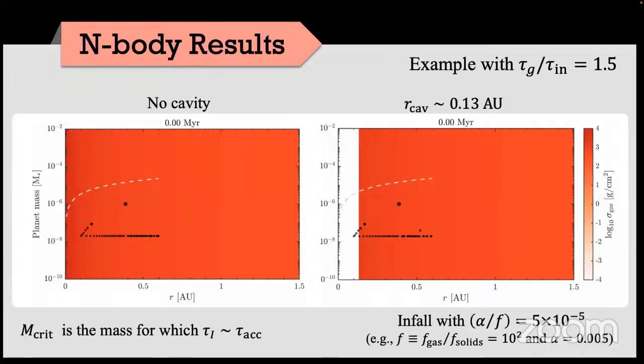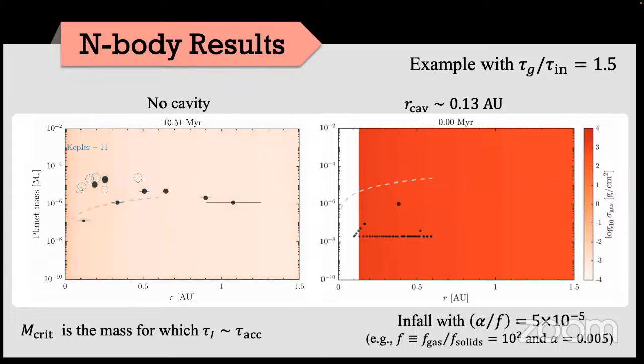So I'm going to show you some of the results. The first one on the left doesn't have any cavity. The dashed line there is the M_crit, the critical mass for which the timescale of accretion is comparable to the timescale of migration. So you can see that planets would start to accrete. They will reach that dashed line and eventually migrate inward and are going to be lost. But other planets accrete and form and replace those. So there's a few generations of these planets. Eventually the surface density decreases and migration stops.